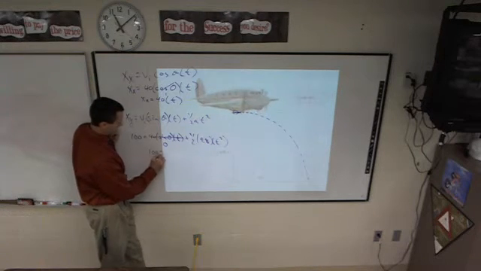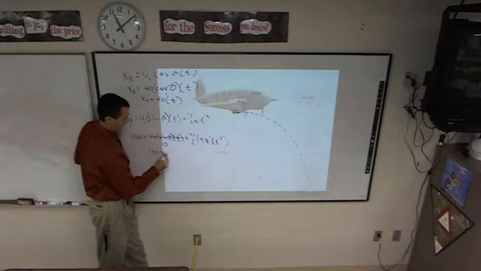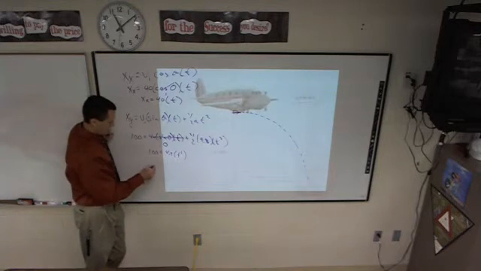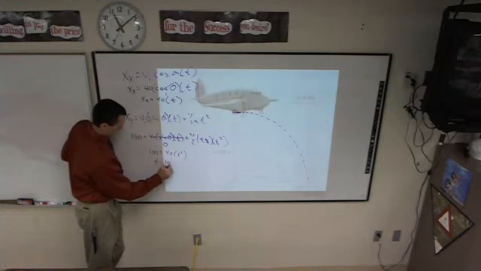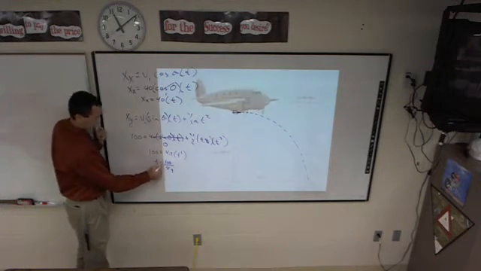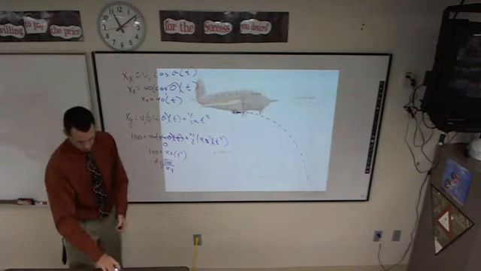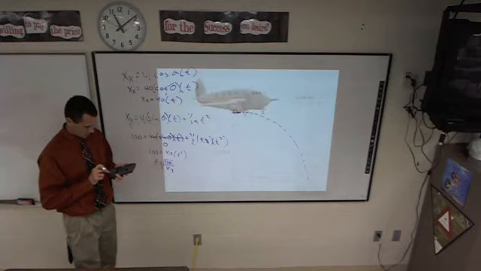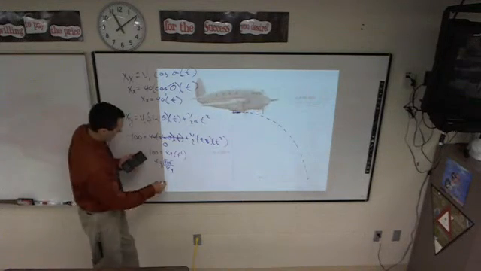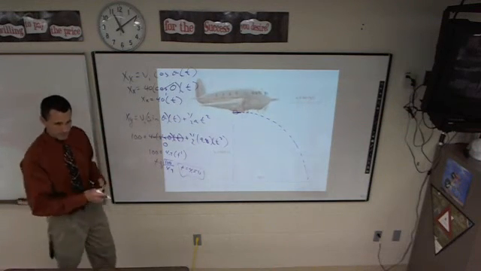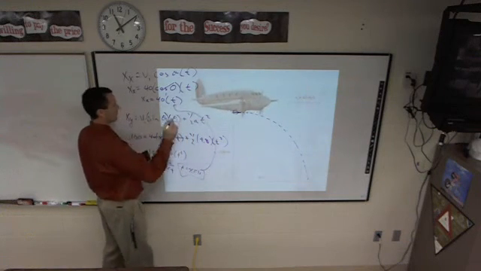So we can simplify it by going 100 equals 9.8 times 1/2, which gives me 4.9, times time squared. Solve for time squared. It's going to be 100 divided by 4.9. Or in other words, time equals the square root of 100 divided by 4.9. Our time came out to be 4.51 seconds.